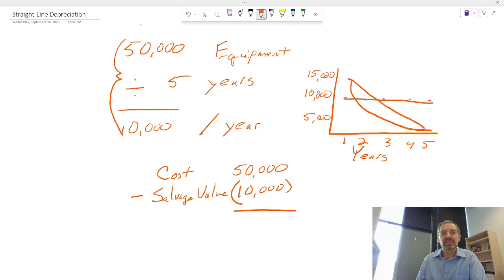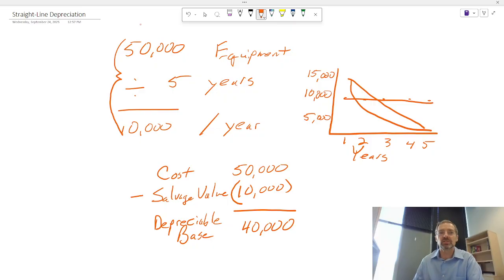Now, this is a guess. It's an estimate. We do lots of estimating in accounting, as you will find out. And this is our first estimate that we will be looking at. So that gets us to our depreciable base, which means how much of this asset are we going to be using up over the 5 years? We are going to be using up a total of $40,000 of this asset over the useful life.